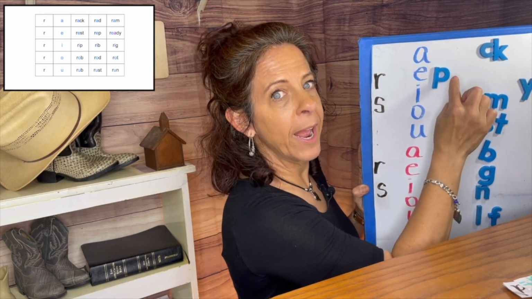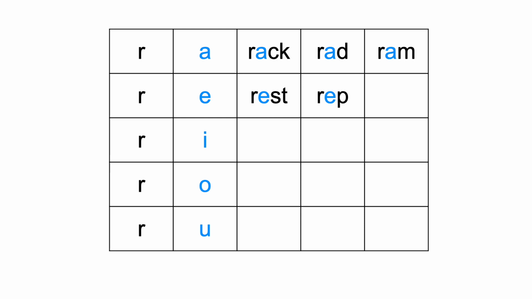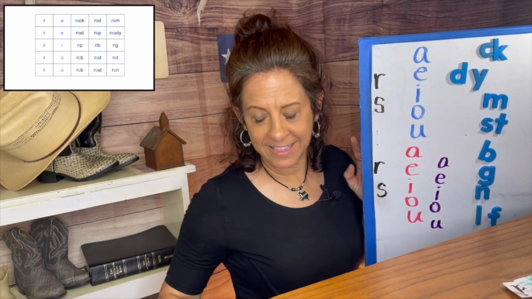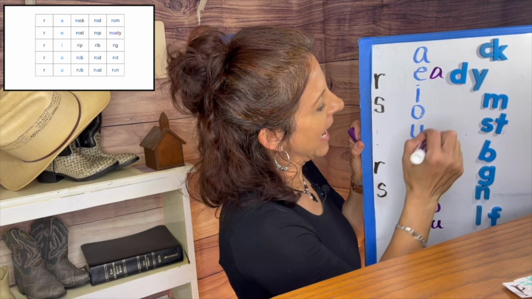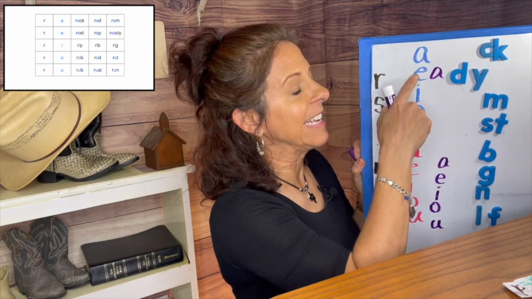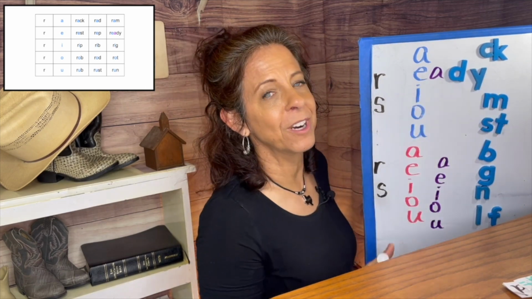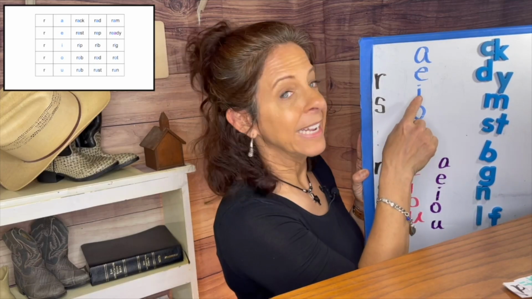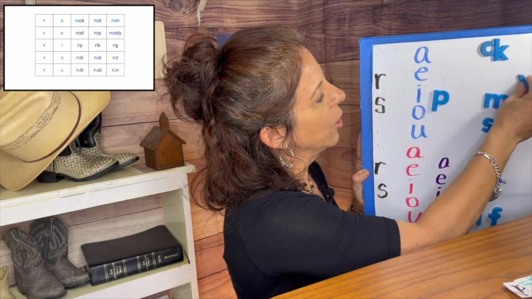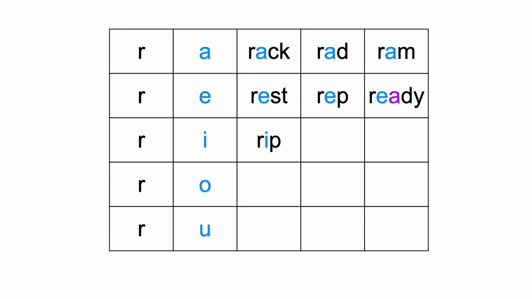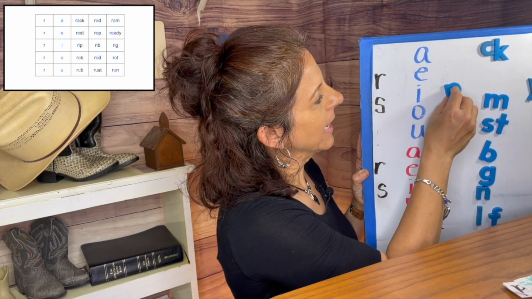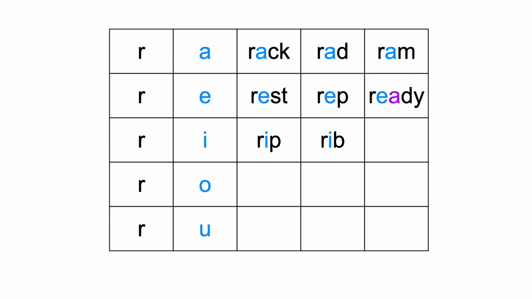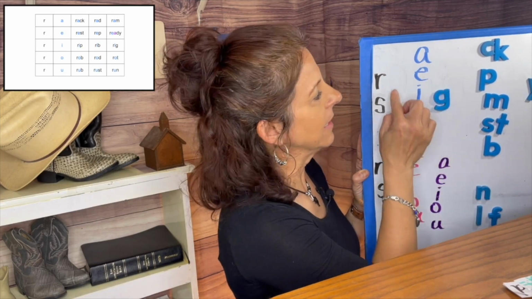R-E-P, rep. R-E-A-D this time, E-A, E does not say E. Ready. This word is different. Ready. I, r, ip, rip. R, ib, rib. R, ig, rig.